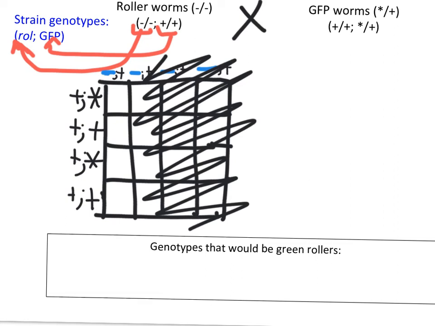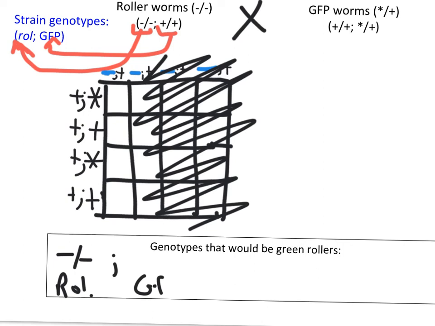So we've got minus over minus. That makes a worm that's a roller. I defined that when I handed out this assignment. Can't be minus over plus because this is a recessive trait, I said at the time. So the worm that's going to be a roller has to have two minuses at that gene.